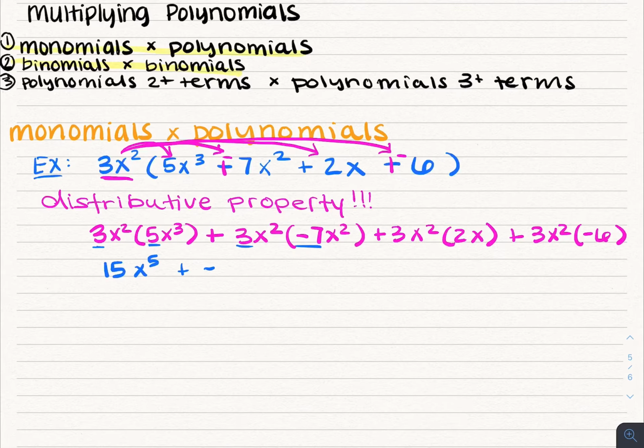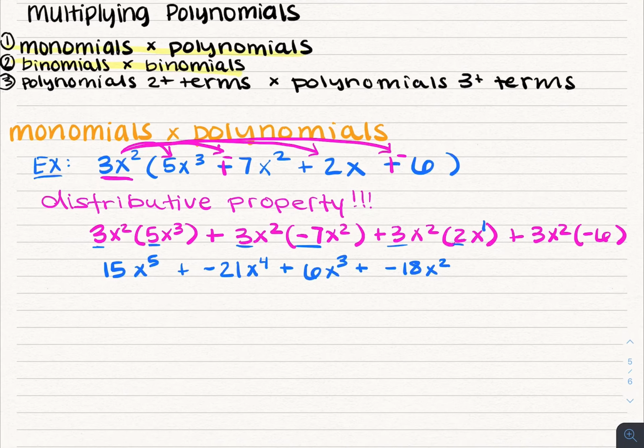Okay, we're going to do the same thing. So 3 times negative 7 is negative 21. X squared times x squared, so x to the 4th, plus 3 times 2, and then x squared times x. And then what is, if I just have an x, what power is that x raised to? A 1. So it's x to the 2 plus 1, which is 3. And finally, I have a positive 3 times a negative 6, which gives us a negative 18. And I have x squared times no other x, so I can keep my x squared. And we just multiplied a monomial by a polynomial.